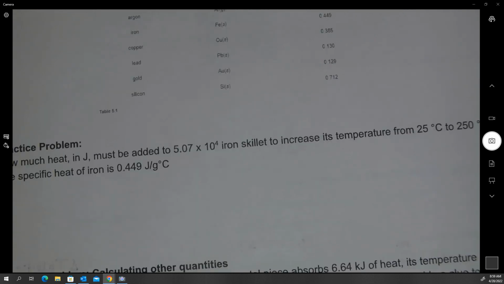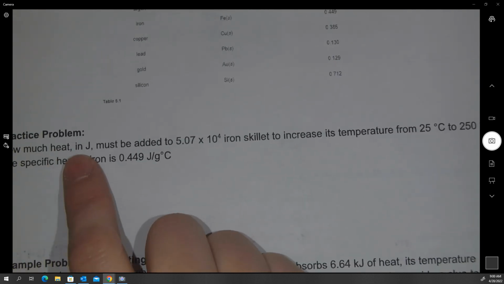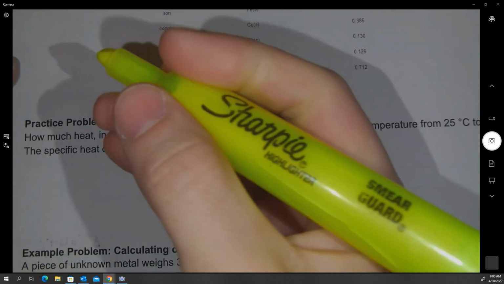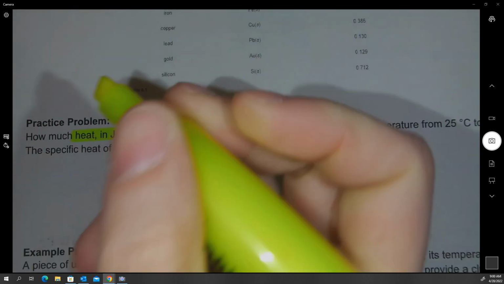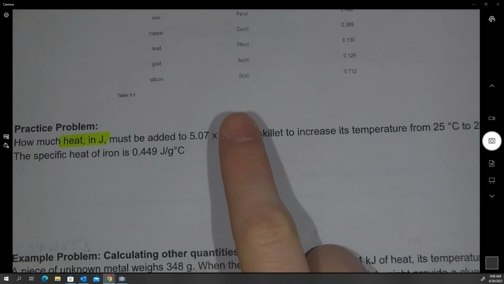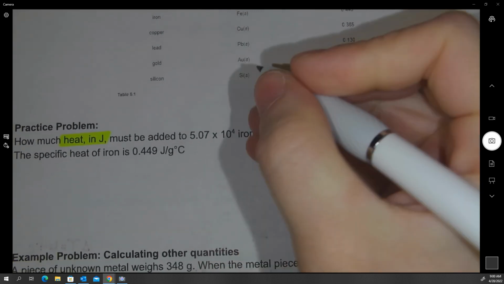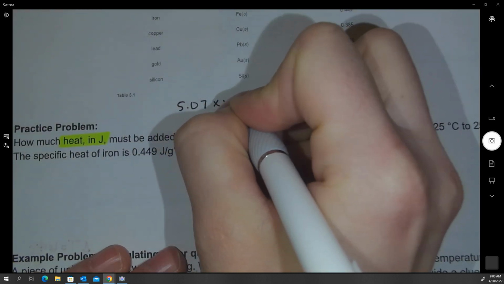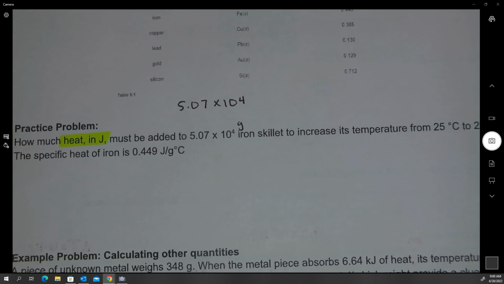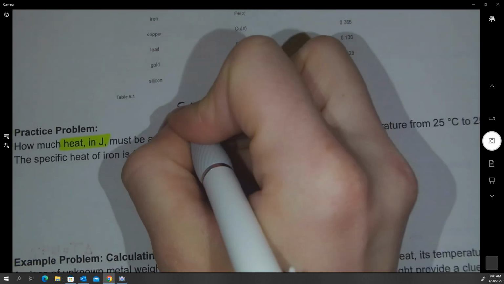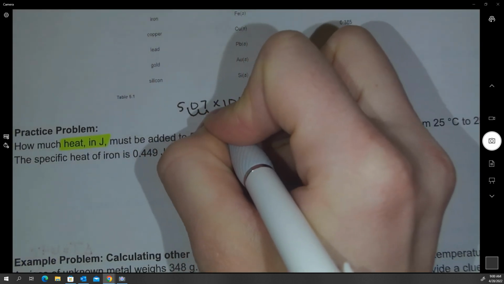There's a typo in this next one. It says how much heat in joules, so this one you're just going to leave your heat in joules. So we're solving for Q, and you're leaving it in joules. The mass is 5.07 times 10 to the fourth. This is actually grams, just so you know. Basically, what 10 to the fourth means is you're moving the decimal to the right 4 times. So really, this is equal to 5, 1, 2, 3, 4.